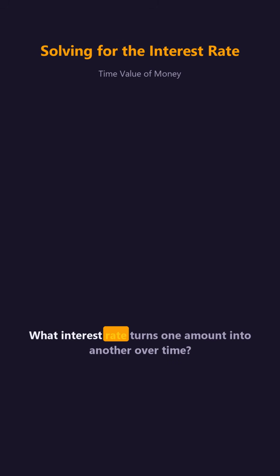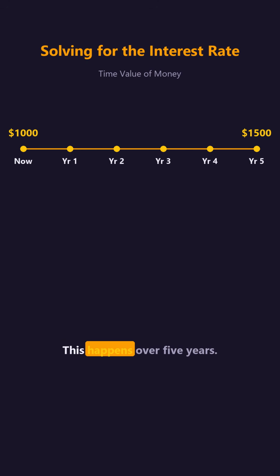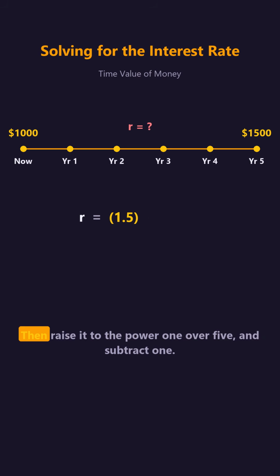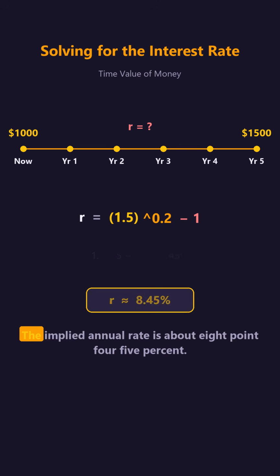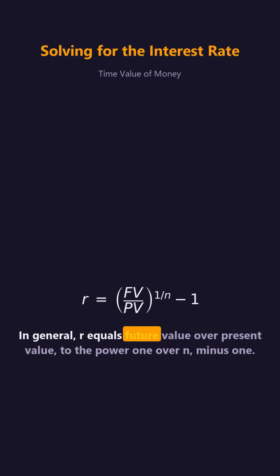What interest rate turns one amount into another over time? An investment grows from $1,000 to $1,500. This happens over 5 years. We take the ratio of future value to present value. Then raise it to the power 1 over 5, and subtract 1. The implied annual rate is about 8.45%. In general, r equals future value over present value, to the power 1 over n, minus 1.